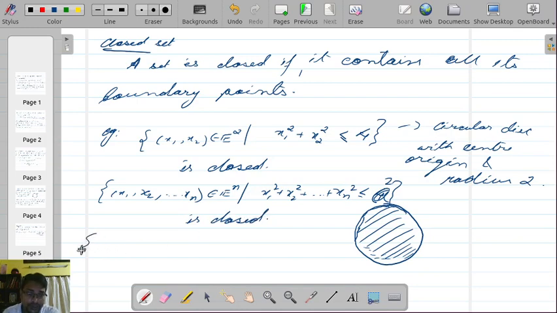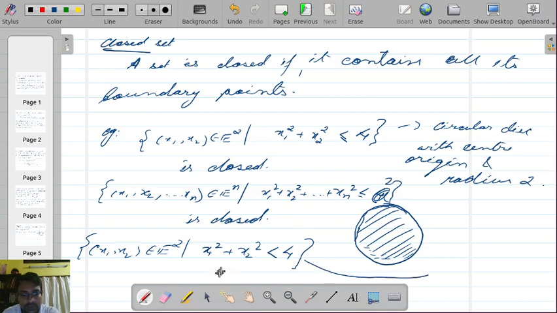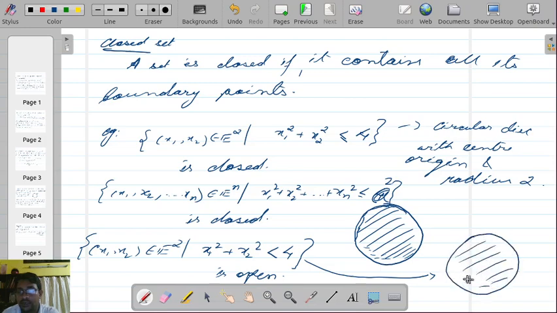But if I write the set of (x1, x2) in E^2 such that x1 squared plus x2 squared is strictly less than 4, in that case we have not included the boundary. So this becomes an open set. We have not included the boundary, we have included only the interior points. So this is an open set.